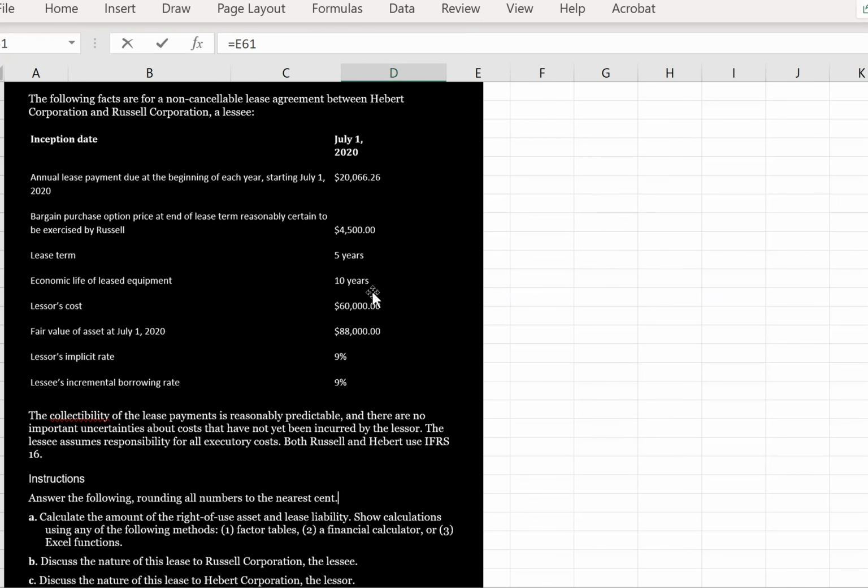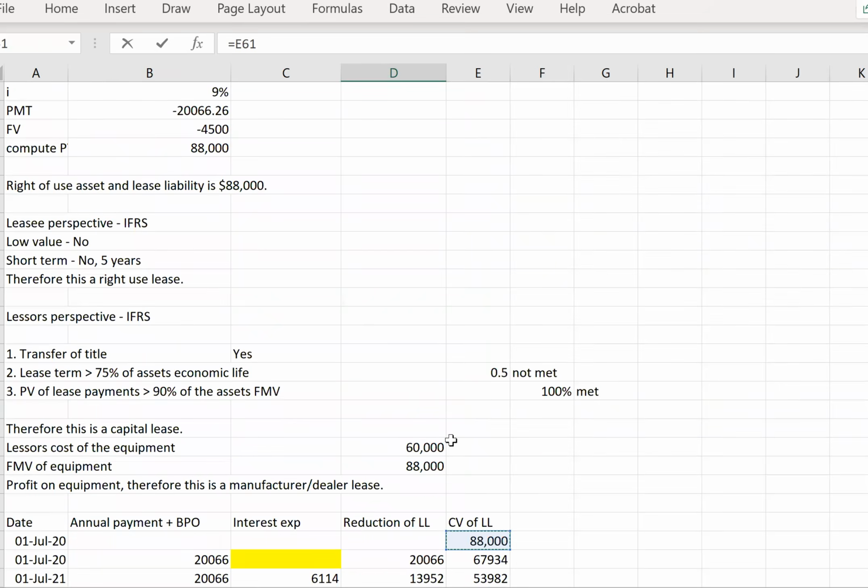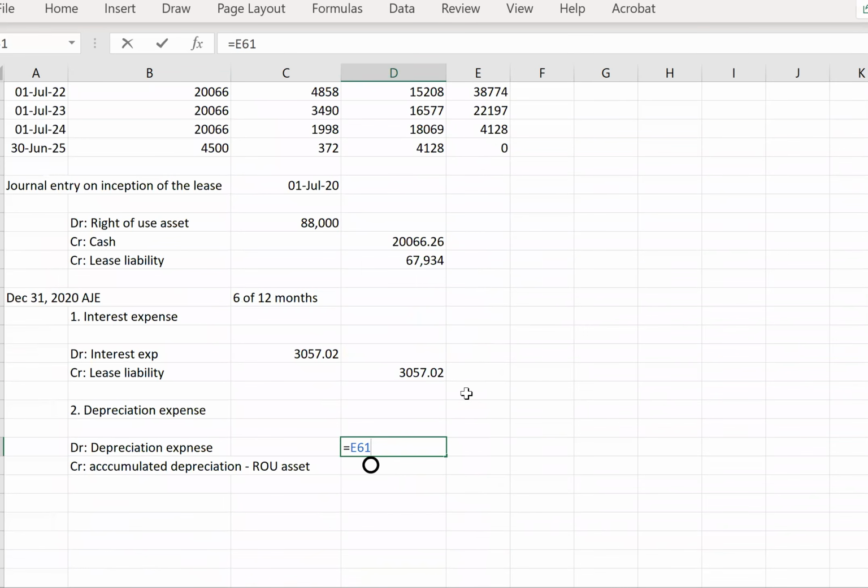Now, what is going to be our amortization period? Normally, we would use the term of the lease, but remember in this question, as the lessee, we think it's likely that we're going to take over the ownership of this equipment at the end of the lease. There's a bargain purchase option that's expected to be exercised. So we are going to amortize the equipment over 10 years, not over 5 years, because 10 years is the economic life of the equipment.